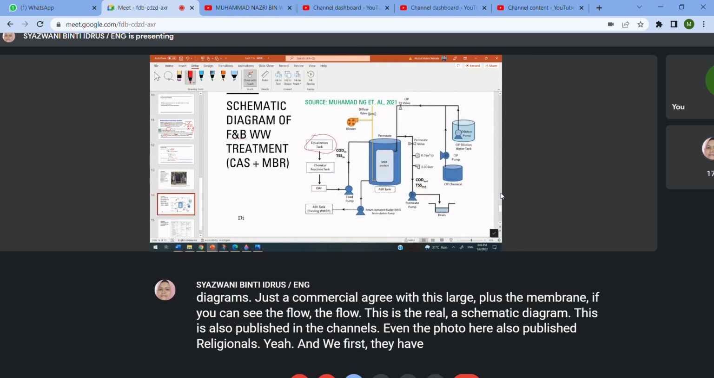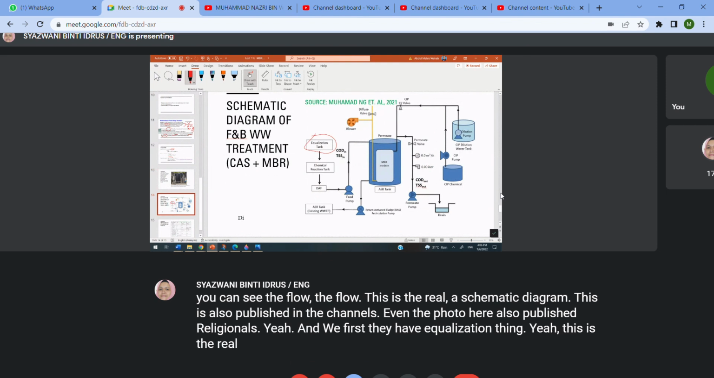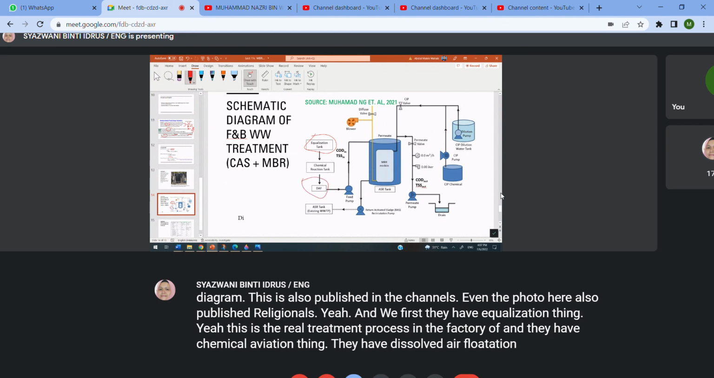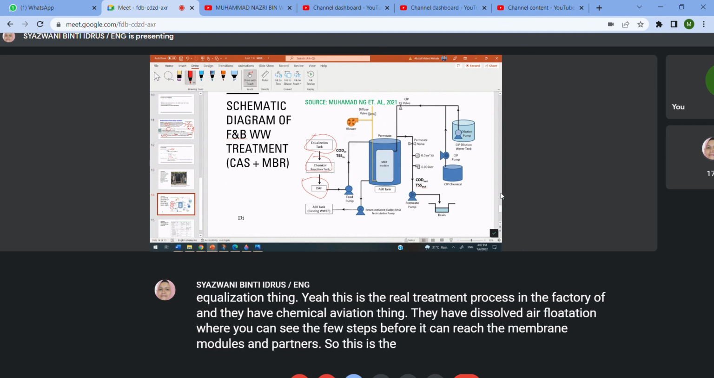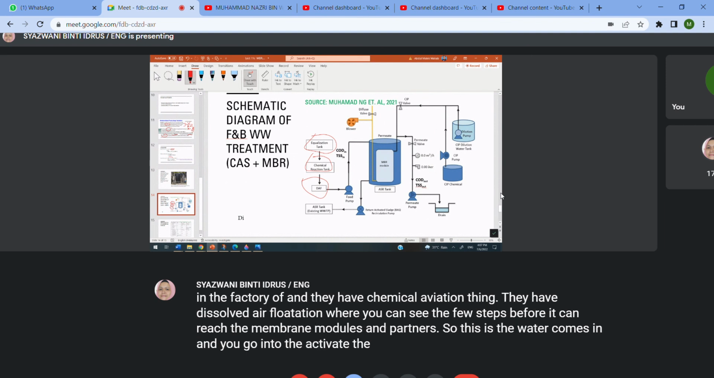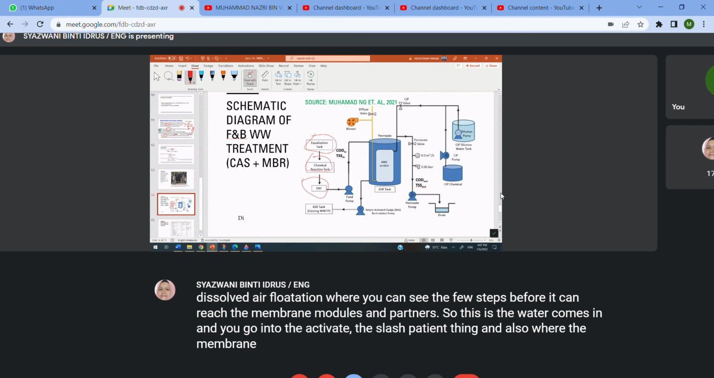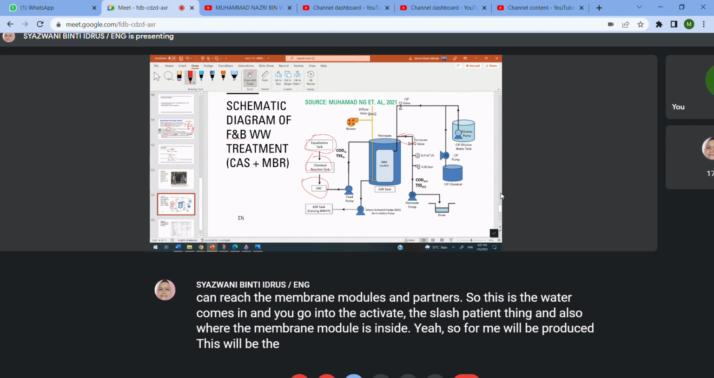First they have an equalization tank. This is the real treatment process in the factory, and they have a chemical reaction tank. They have dissolved air flotation. You can see there are a few steps before it can reach the membrane modules and feed pump. So the feed water comes in and goes into the activated sludge reaction tank, where the membrane module is inside. So a permeate will be produced. This will be the permeate valve, so that they can collect the treated water.